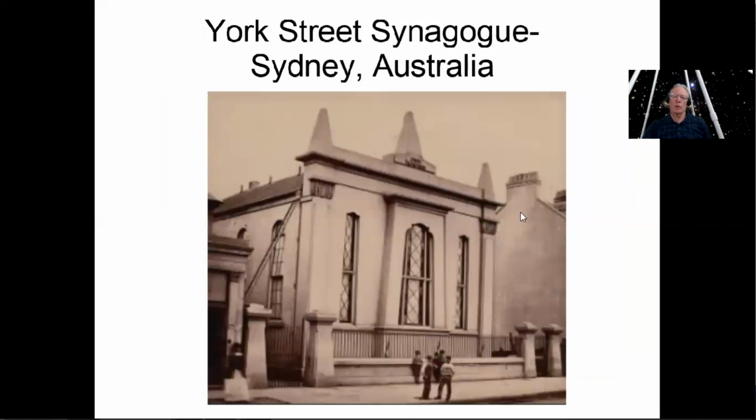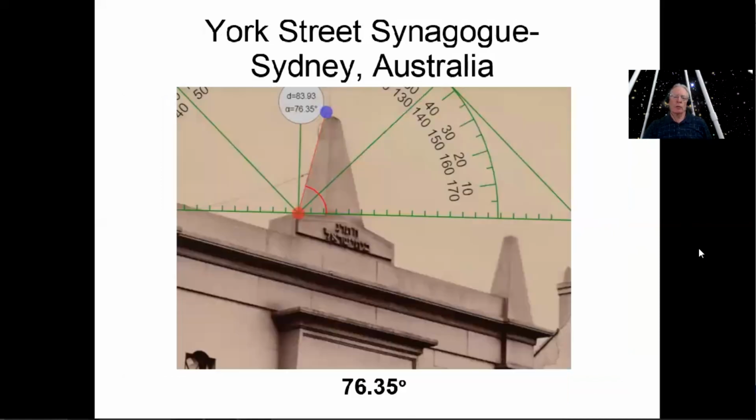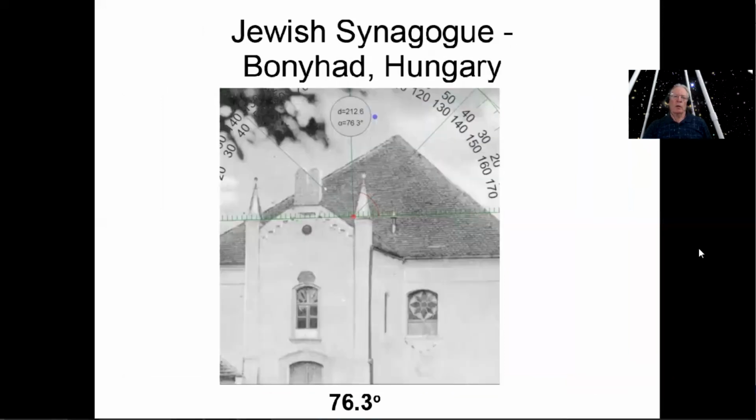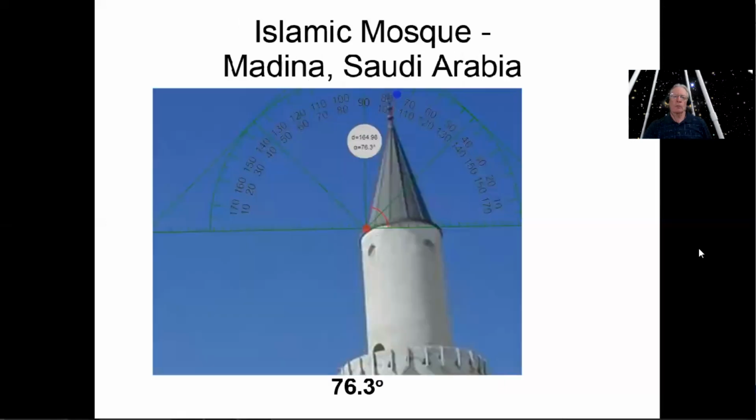If you'll notice, there look to be the equivalent of pyramids on top of the synagogue, which have the exact geometry of the Stargate Pyramid. Here's another Jewish synagogue in Kolkata, India, exhibiting the same geometry of creation, and another synagogue in Hungary. So, although not pervasive, the Jewish tradition does seem to have incorporated this geometry into their buildings throughout the world.